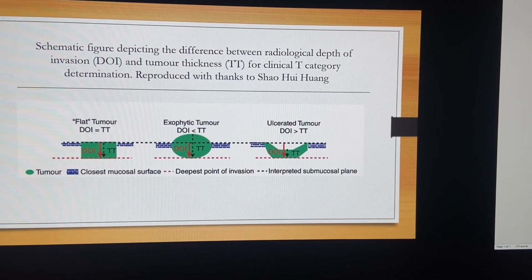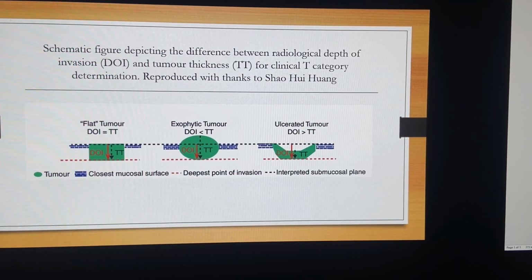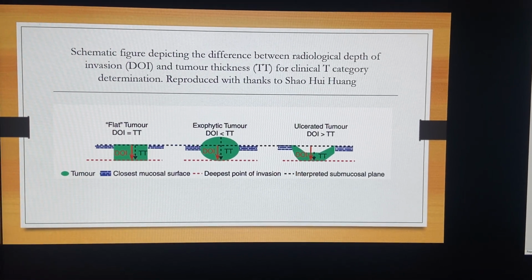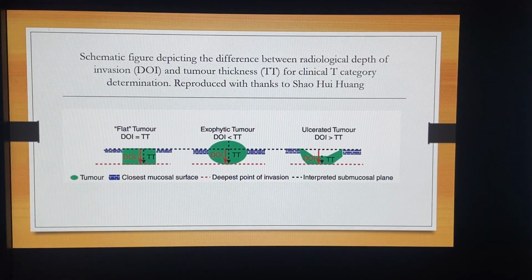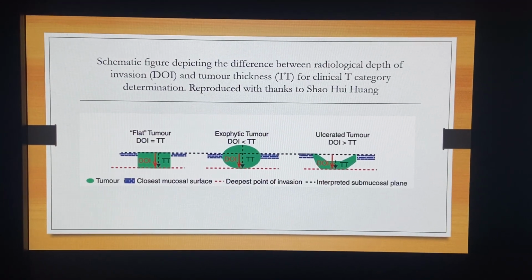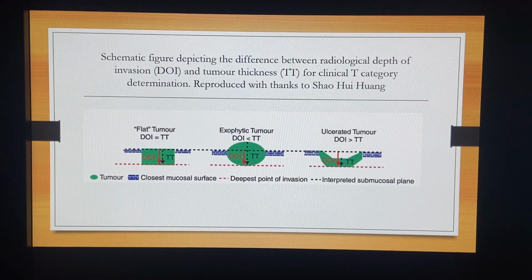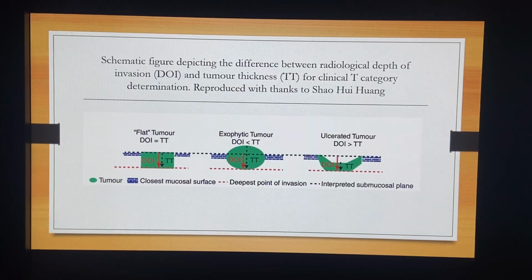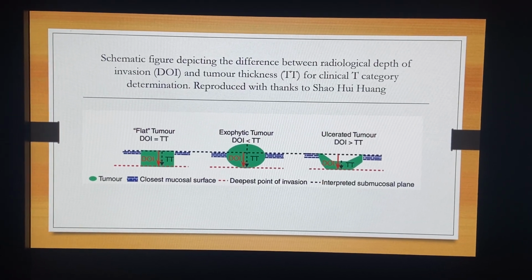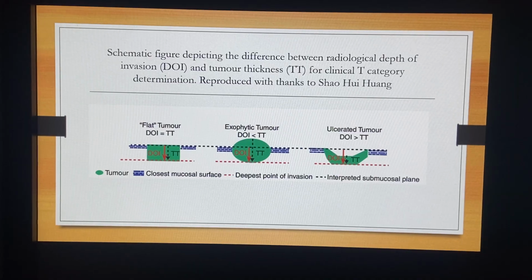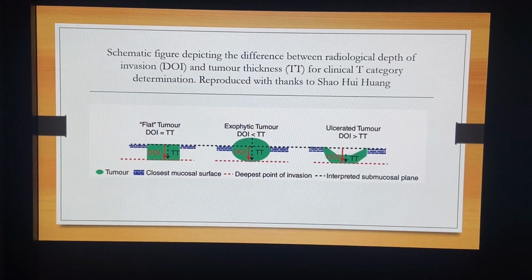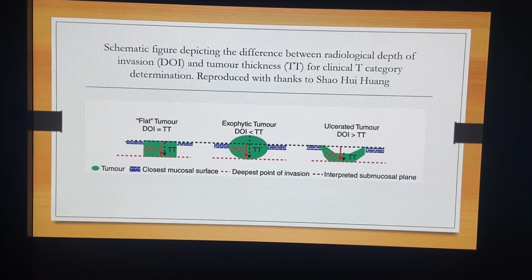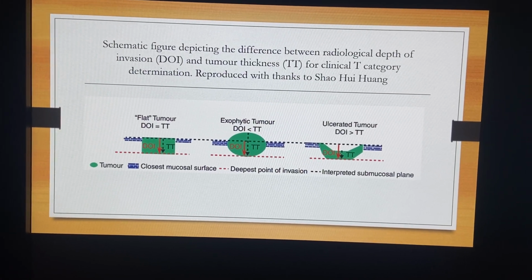Coming to the concept of depth of invasion, when we assess tongue cancer, two measurements often appear similar but actually mean different things: tumor thickness and depth of invasion. Tumor thickness is simply the vertical height of the tumor itself from its very top surface down to its deepest point, but the depth of invasion is what we actually use for T category staging. Depth of invasion measures how far the tumor has grown down from the normal surface of the tongue, not from the top of the tumor.